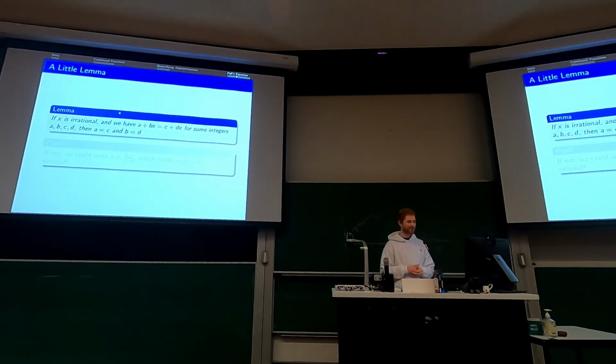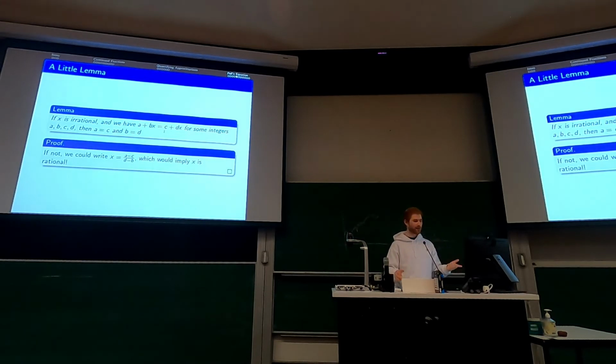So we'll have a little lemma first. Essentially, if you have an irrational number x, and some kind of linear combination of them, so a plus bx is equal to c plus dx for integers a, b, c, and d, then you can equate the rational parts and the irrational parts. So the rational parts a and c are equal, the irrational parts b and d are equal. The proof of this is quite simple. If they weren't equal, then you could write x as (a minus c) over (d minus b), just solving for x, and this means we get x as a rational number. Not true, contradiction. So this is just going to be a helpful step for later on.